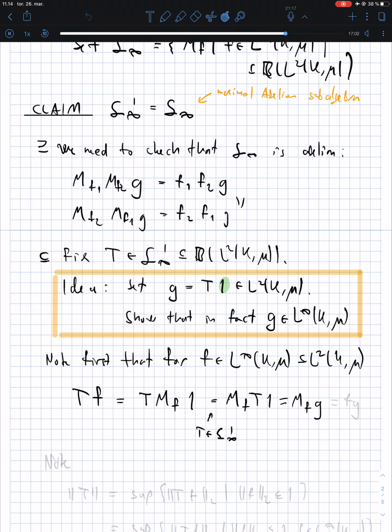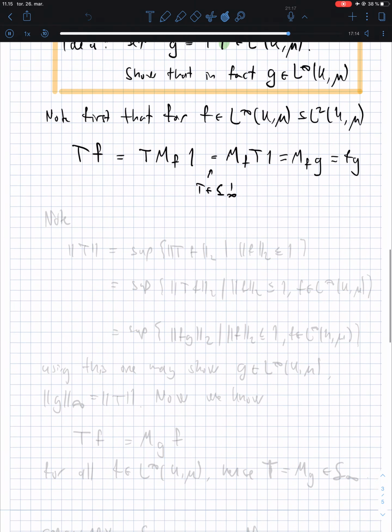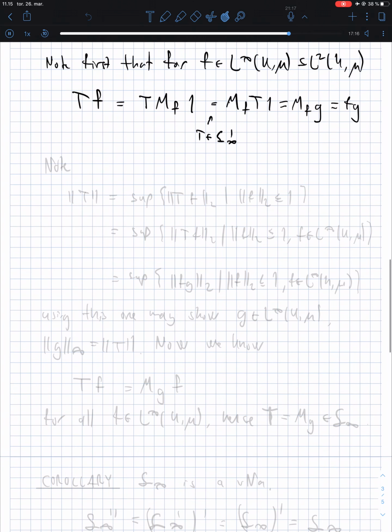Right, and what is Mf of g? That's just f times g, or if you like, g times f. Right. So that tells me that Tf is fg, and massaging this information a little bit, I will actually be able to prove that g lies in L infinity.